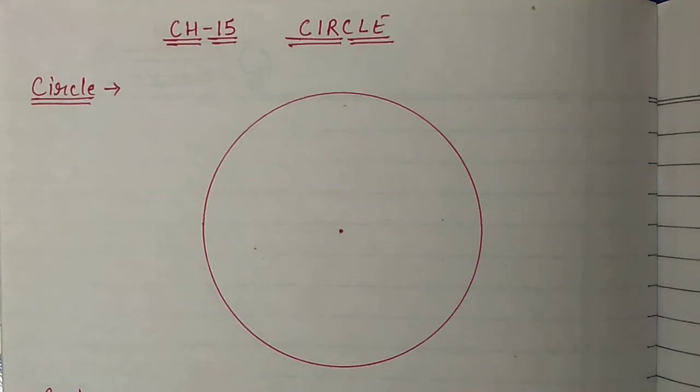Hello students, today we are starting chapter number 15, Circle, and first we will discuss the basic terms related to circle and then we will do the problems based on it. So the first question is, what is a circle? A circle is the path of all the points which are at a constant distance from a fixed point.